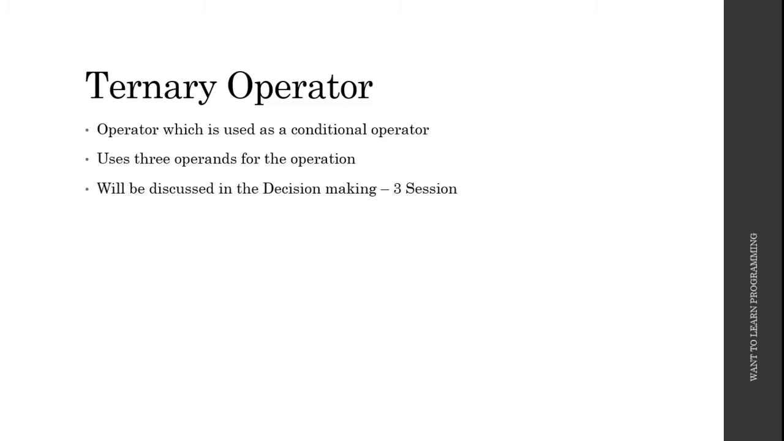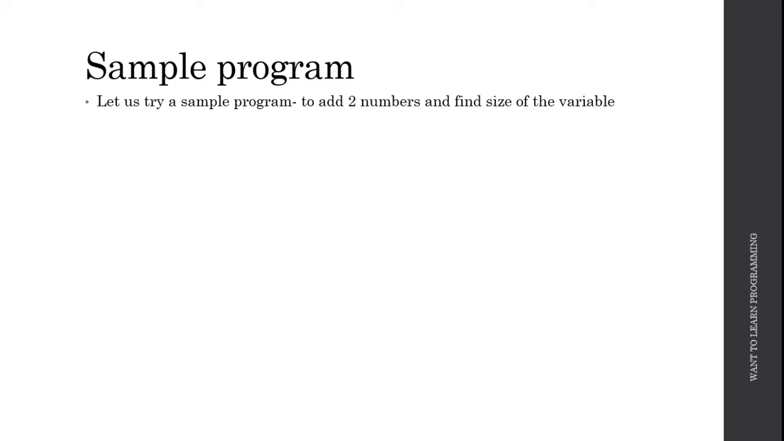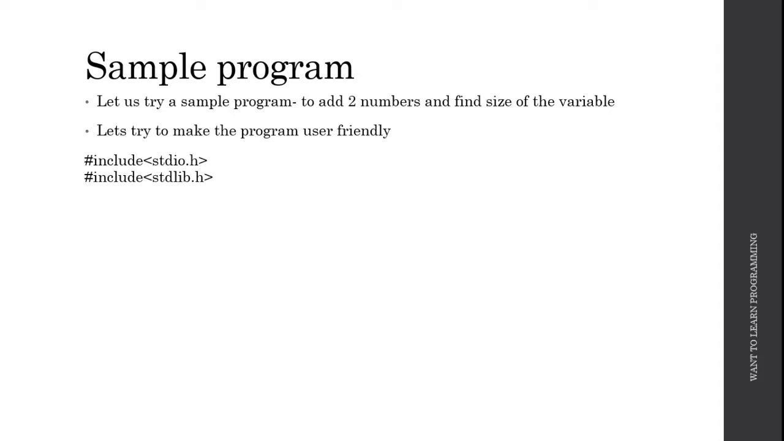So let's look at a sample program for using these operators. This is to add two numbers and find the size of the variable. Let's try to make the program user friendly. So while writing the program, first we will be using the header files, that is stdio.h and stdlib.h. Next, we will be using int main and the two curly braces used to open and close the int main function. First, we will be declaring the two variables a and b and also the sum variable which is used to store the addition of a and b.